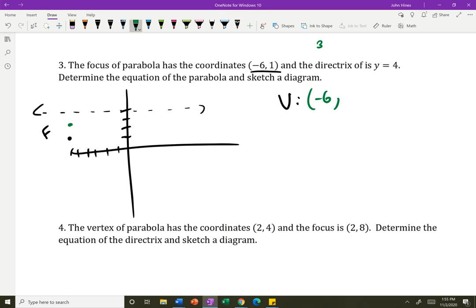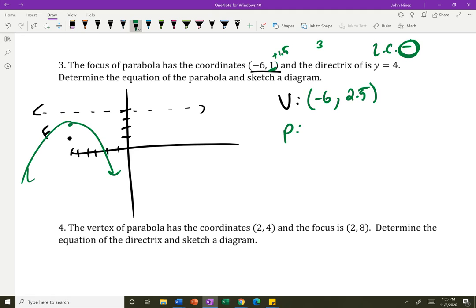So 2.5. How did I get 2.5? I added 1.5 to that y value there. Notice I can't be concave up this time because I'd crossed through that electric fence of the directrix. So my leading coefficient is negative. Let's write that down. My leading coefficient's negative because that parabola is upside down there.